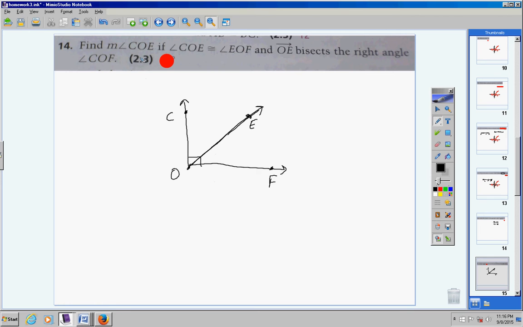Now, find the measure of angle COE. Well, guys, come on, think about it. OE bisects the right angle, okay? So here's the right angle right here. This ray cuts it in half. We know this whole angle here is how big? It's a right angle, 90 degrees. So OE cuts it in half. That just simply means this angle here is how big, 45, and this angle here is how big, 45. So find the measure of angle COE. Well, here's C down to O, up to E. What's the measure of angle COE? 45 degrees. Alright, moving on to number 15.